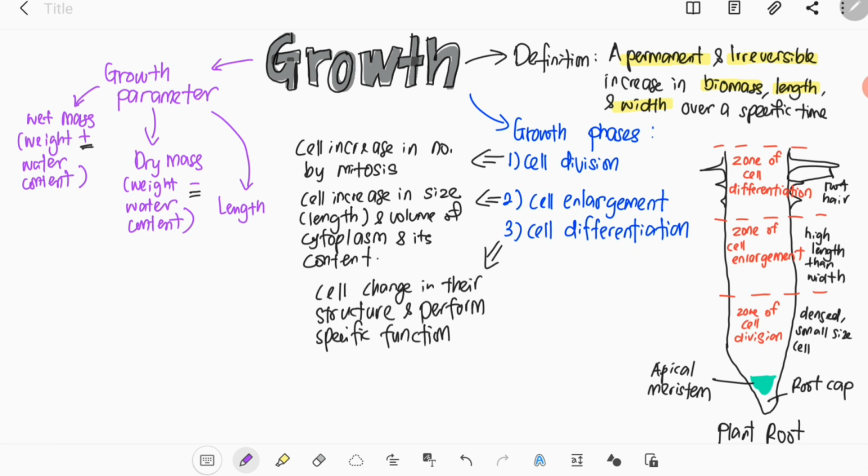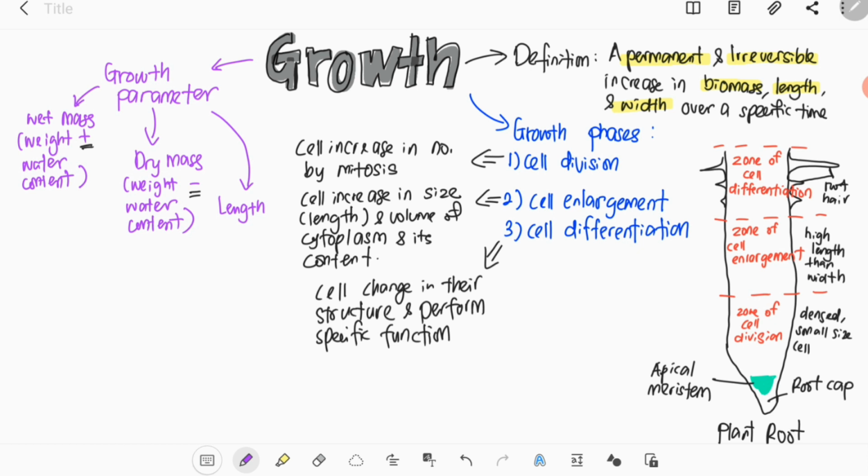So if we dry the plant ataupun the organism, means that the plant ataupun the organism will die. So dry mass, the main drawbacks of using dry mass as a growth parameter adalah kita kena bunuh organism tersebut untuk kita dapatkan dia punya dry mass. So itu main drawbacks for dry mass. Tapi kalau wet mass tadi, kita tak perlu bunuh, kita just ambil dan timbang.